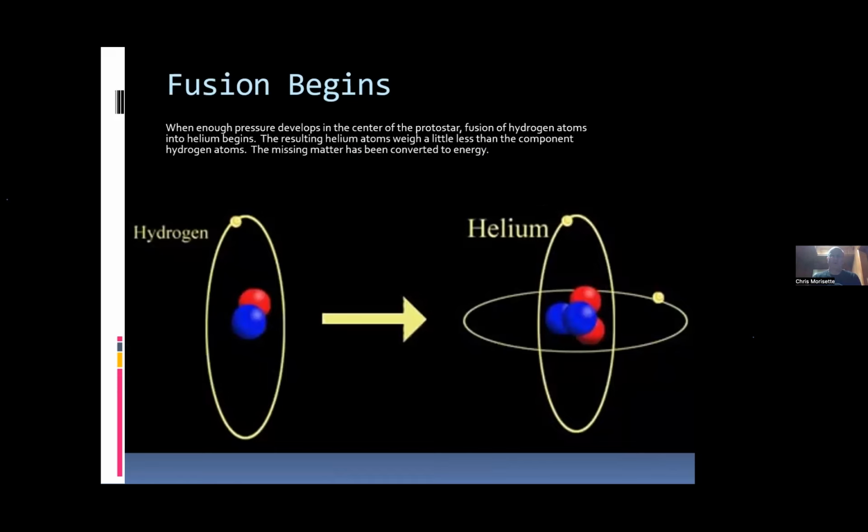So at some point, you're going to have enough pressure developing in the core of these protostars for fusion of hydrogen atoms to begin. And again, like I mentioned earlier, the hydrogen atoms are going to come together and form helium. And because you're losing mass when you have that reaction take place, this missing matter is converted into energy. And that's really the fuel that we have out here to power the stars, have them give off light and heat.